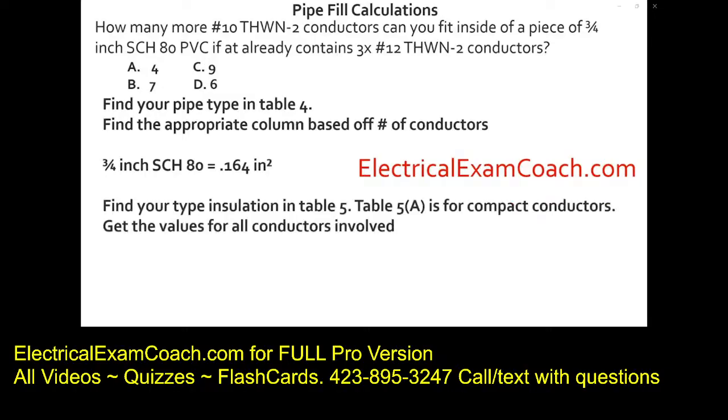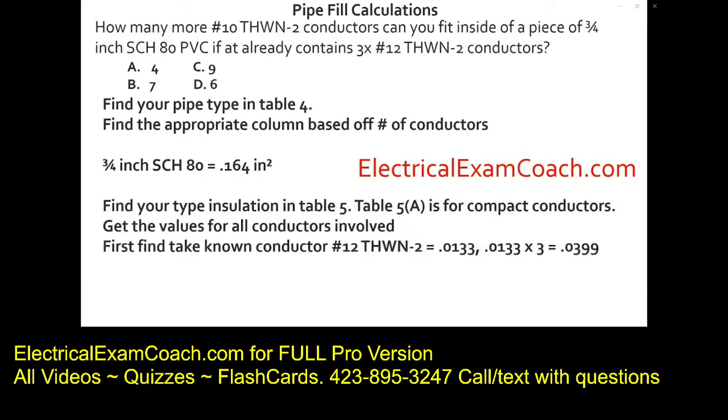Then we're going to head to Chapter 9, Table 5 for our conductor properties, being sure to write down all the values that we need. First, we're going to take our number 12 that we already have, multiply it by the 3 that we already have, and that gives us this value. Then we're going to take our total available to fill, minus what we already have, and that gives us this for our remaining left to fill.